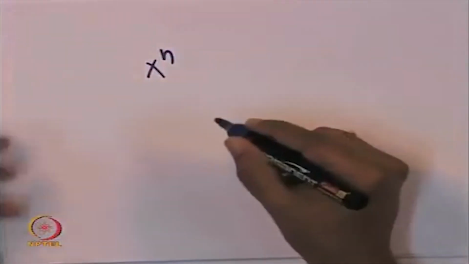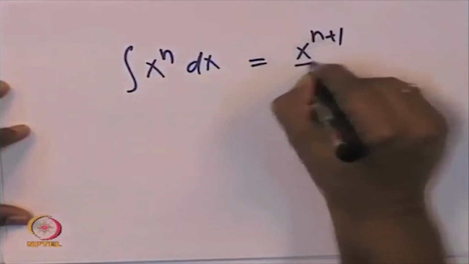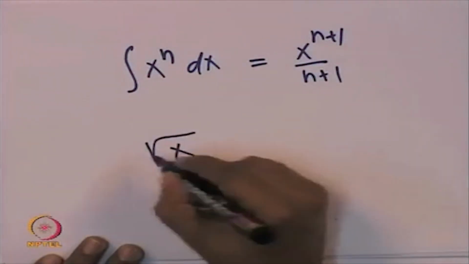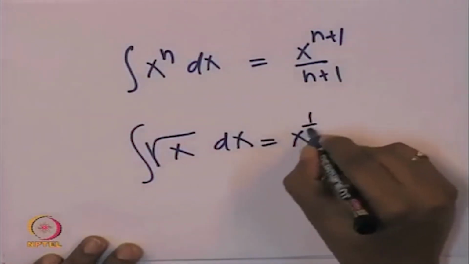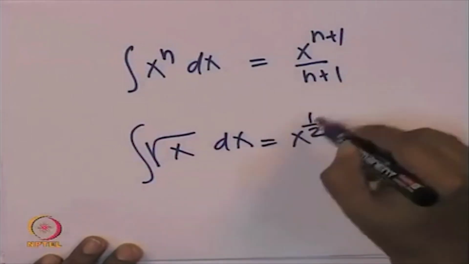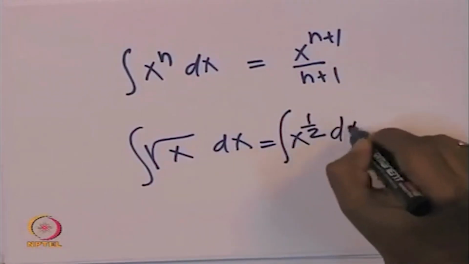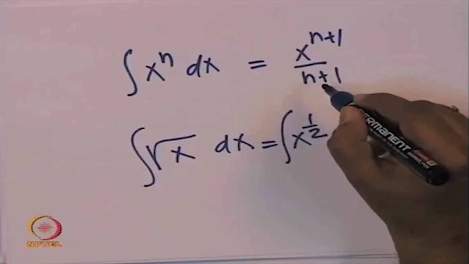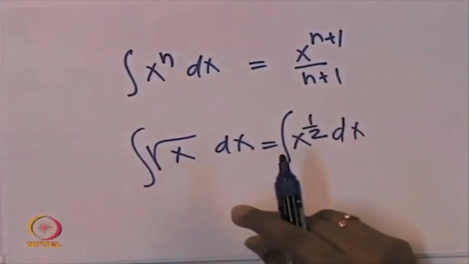So, we already know by examples like x power n. We said that the integral of x power n dx is x power n plus 1 by n plus 1. Now, it can be like root x. The root can be written as x power half. So then, similarly, you substitute n equal to half here, and you will get the answer for this particular function.